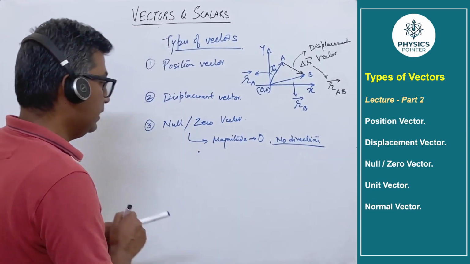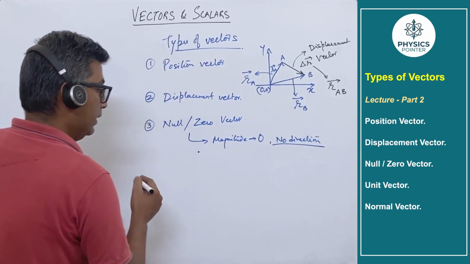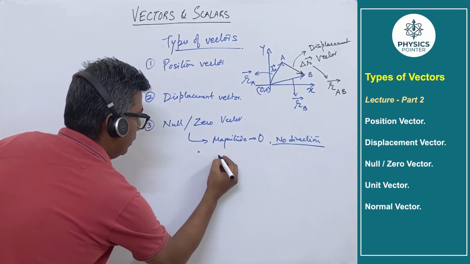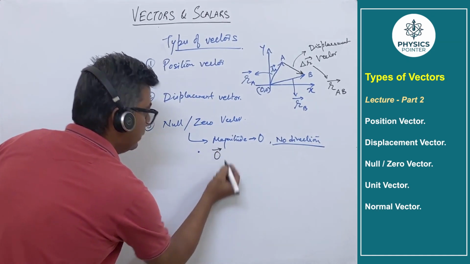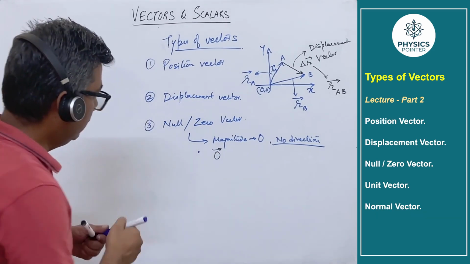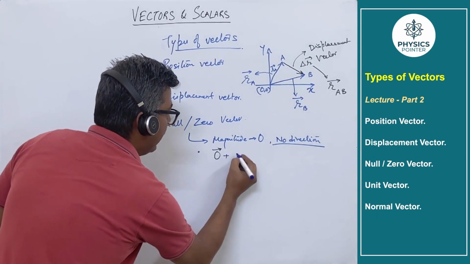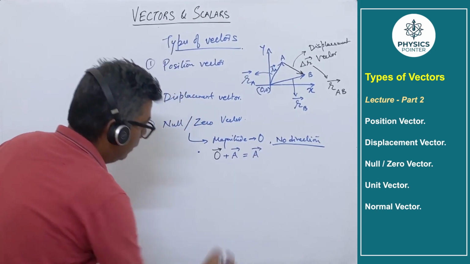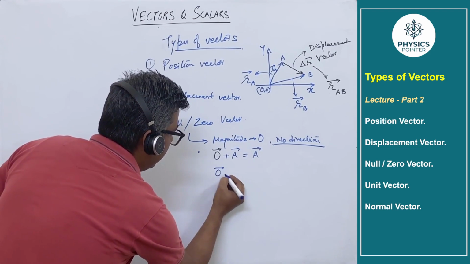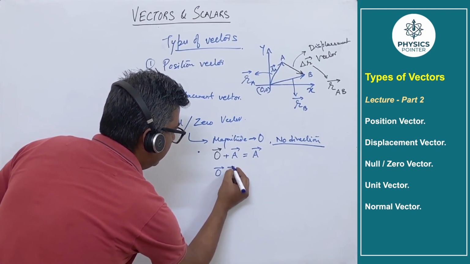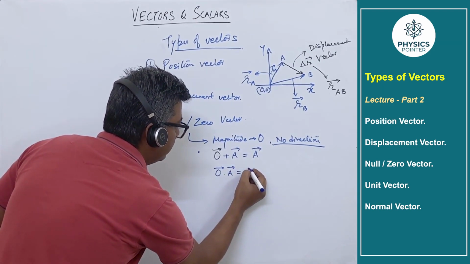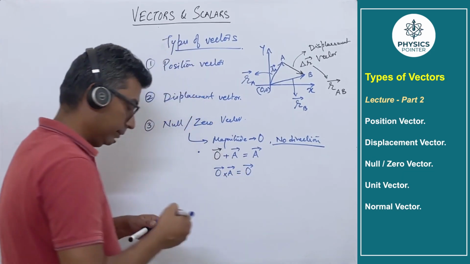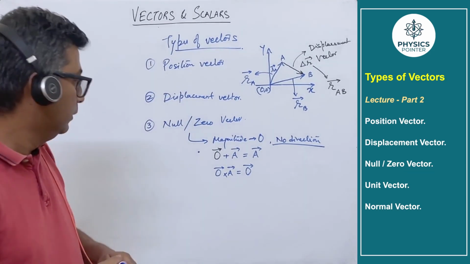One of the interesting things about the null vector is this. You can write a null vector like this, zero vector. If I add any other vector to it, it gives that vector itself. If I multiply that vector with something, it will again be a zero vector. Got it?